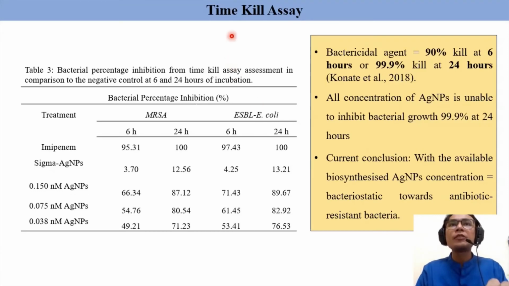The time kill assay is to determine whether it is bactericidal or bacteriostatic based on the percentage kill at 6 hours, which is 90%, or 99.9% kill at 24 hours, which can be defined as a bactericidal agent. Since all concentrations of silver nanoparticles are unable to inhibit bacterial growth at 99.9% at 24 hours, the current conclusion is that with the available biosynthesized silver nanoparticle concentrations, it is bacteriostatic towards the antibiotic-resistant bacteria.